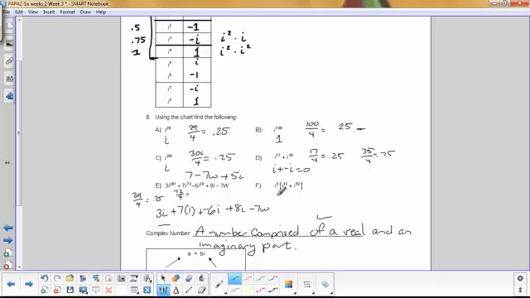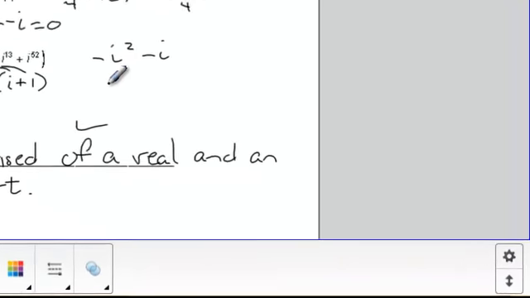Finally, i to the third, which was negative i to the 13th, that's going to be i, and i to the 52nd, which is 1. Use the distributive property to combine these together, and you get negative i squared minus i. So that's going to be negative i squared, which is negative 1. So a negative and a negative is a positive. That becomes 1 minus i. And there's your final answer.